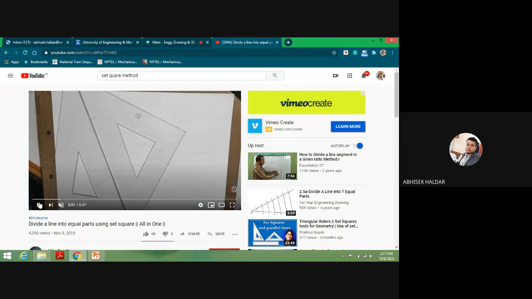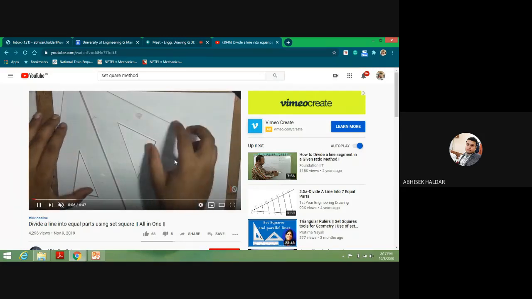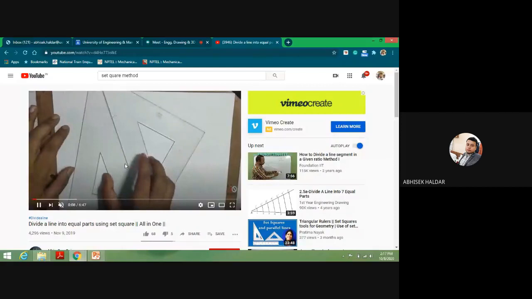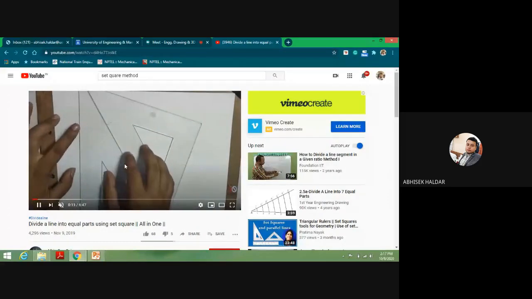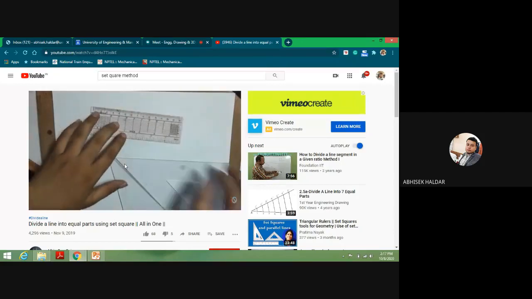Okay. So just you see, these are the two set squares. This right one is the 45 set square, and the left one is my 30/60 set square, from the point of view of the included angle. Now using these two set squares, here it is shown how we can divide any straight line into some equal number of parts. That may be 7 equal parts, 8 equal parts, whatever you require.